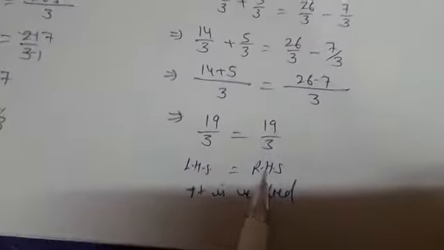So left hand side equal to right hand side. So it is verified. This time we proved both sides are equal. So our answer is right. It is y is equal to 7 by 3.